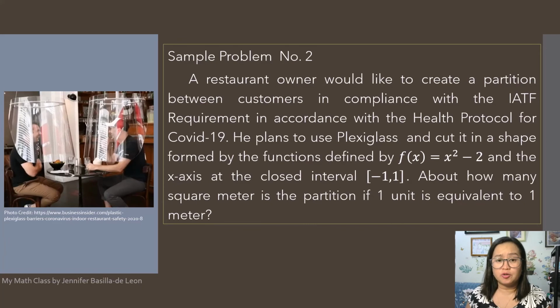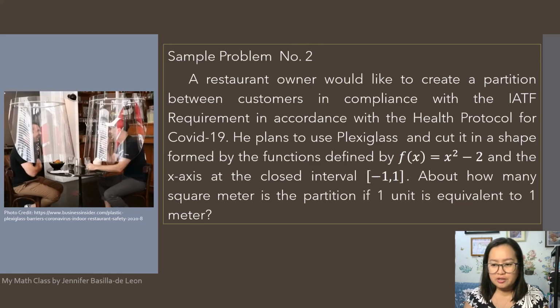Now let's work on sample problem number 2. A restaurant owner would like to create a partition between customers in compliance with the ITF requirements in accordance with the health protocol for COVID-19. He plans to use plexiglass and cut it in a shape formed by the functions defined by f of x equals x squared minus 2 and the x-axis at the closed interval from -1 to +1. About how many square meters is the partition if 1 unit is equivalent to 1 meter?